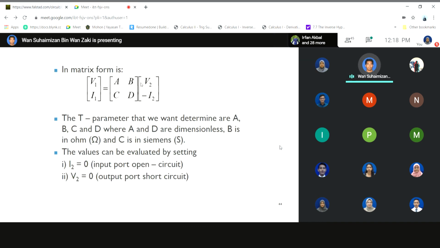So in order to determine the ABCD parameter, A and D are dimensionless, meaning there is no unit for A and D. B has the unit ohm, and C is Siemens. Right. So these are the units for the ABCD parameter. The values can be evaluated by setting I2 equals to 0, input port open circuit at port number 2, and V2 equals to 0, meaning output port short circuit at port number 2. So we have only two tests at port 2 only. Set I2 equals to 0 by open circuit and set V2 equals to 0 by short circuit.